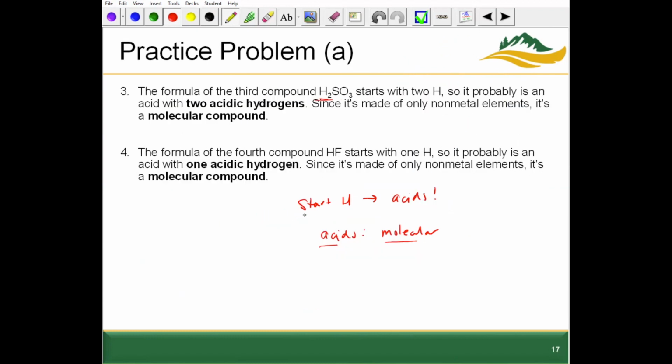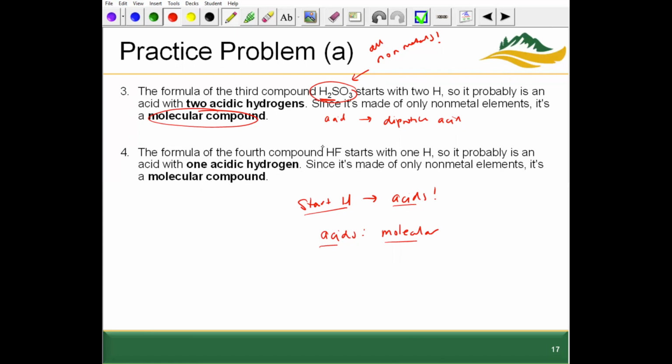So because this starts with a hydrogen, we can probably derive the conclusion that this is an acid, and specifically, we could say this is probably a diprotic acid because it has these two ionizable hydrogens, or two acidic protons. We know acids are probably molecular compounds. To further prove this, to show it's a molecular compound, are any of these metals? These are all nonmetals, right? So this is a molecular compound.